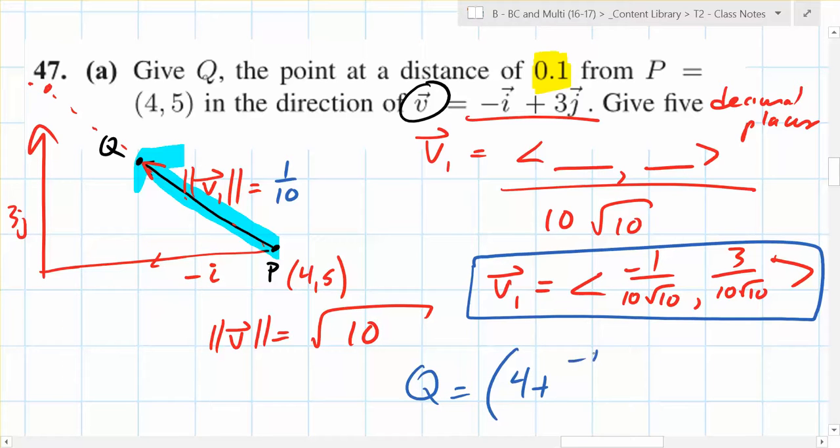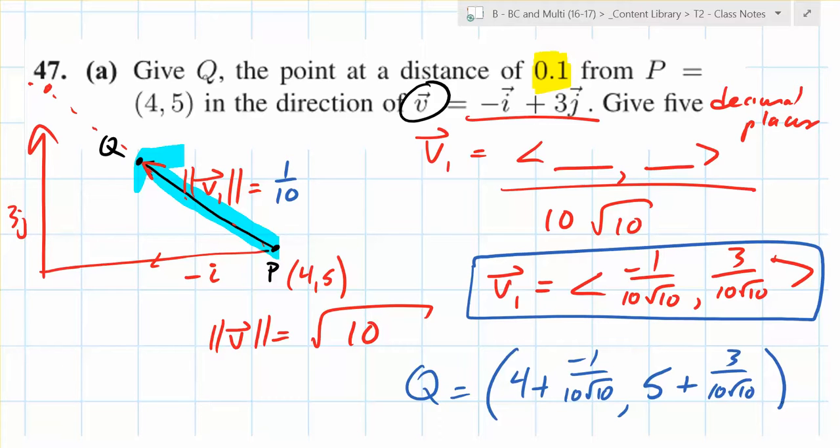4 plus -1. I'm just going to write it as plus just so it's consistent. Plus, and then 5 plus what? 3 over 10 root 10. Are you okay so far? So that's Q. You would plug that into your calculator, and the reason they want 5 decimal places is because we're dealing with relatively small decimals, and if you don't go that far, it's going to be hard to be super accurate. Are you okay with A?